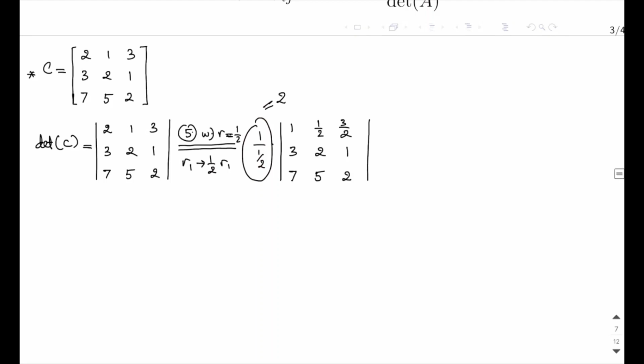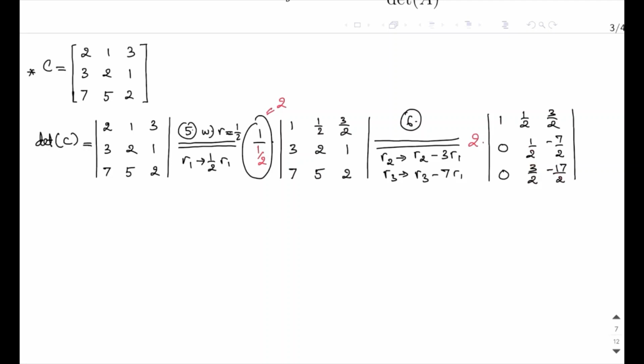All right, next we are going to use property number 6 here. We make changes on row 2 and row 3. Row 2 will become row 2 minus 3 row 1. And row 3 will become row 3 minus 7 row 1. Don't forget the number 2 in front.